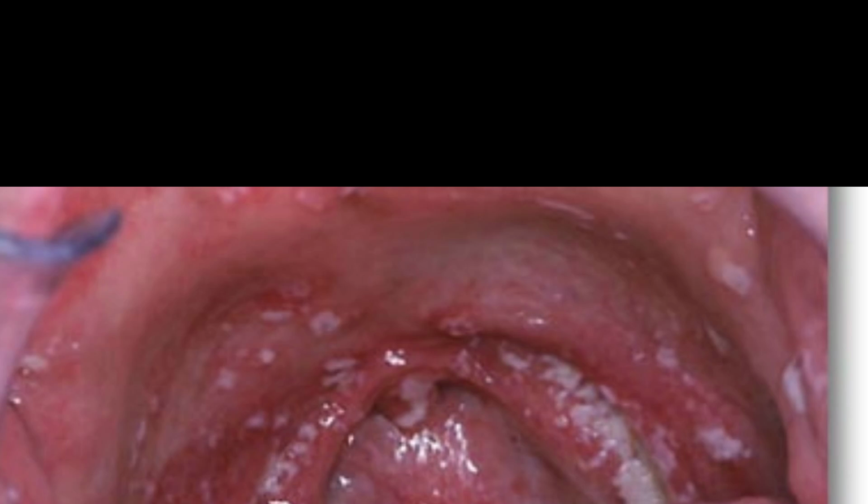Now this picture represents the thrush, which is pseudomembranous candidiosis. To be mentioned, this lesion causes only mild pain.